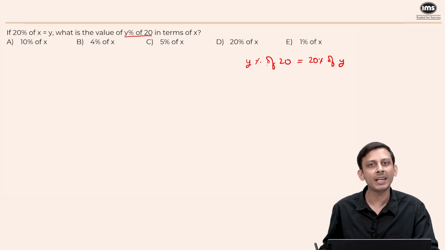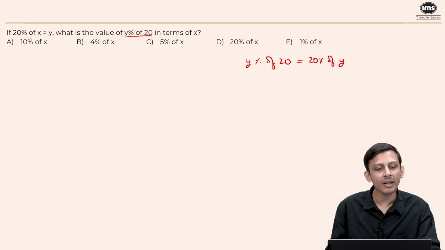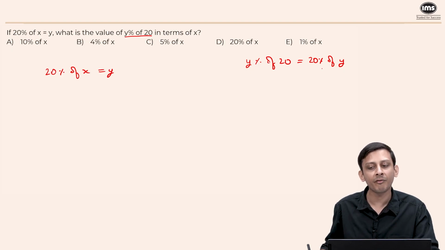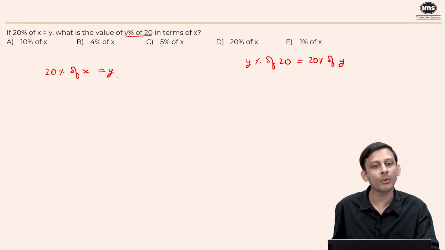Because y percent of 20 will be y by 100 into 20. 20% of y will be 20 by 100 into y. So ultimately they will be the same. So now if we have been given that 20% of x is equal to y, we can focus on finding 20% of y. So let us multiply both the sides with 20%. So 20% of 20% of x will be equal to 20% of y.